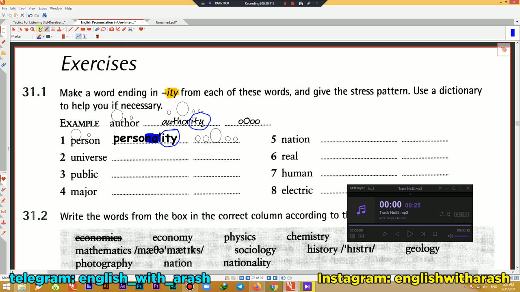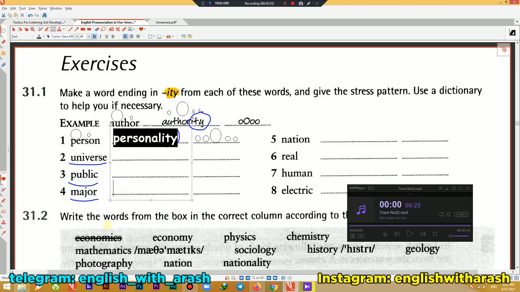Yeah, I think the full screen now you can see. And I think there is a delay too. So universe, I wanna add -ity. What is the word? Type the word, and then you can use a small o and capital O to show the stress pattern to me if you want. So as you are doing these ones, I will do one of them here.